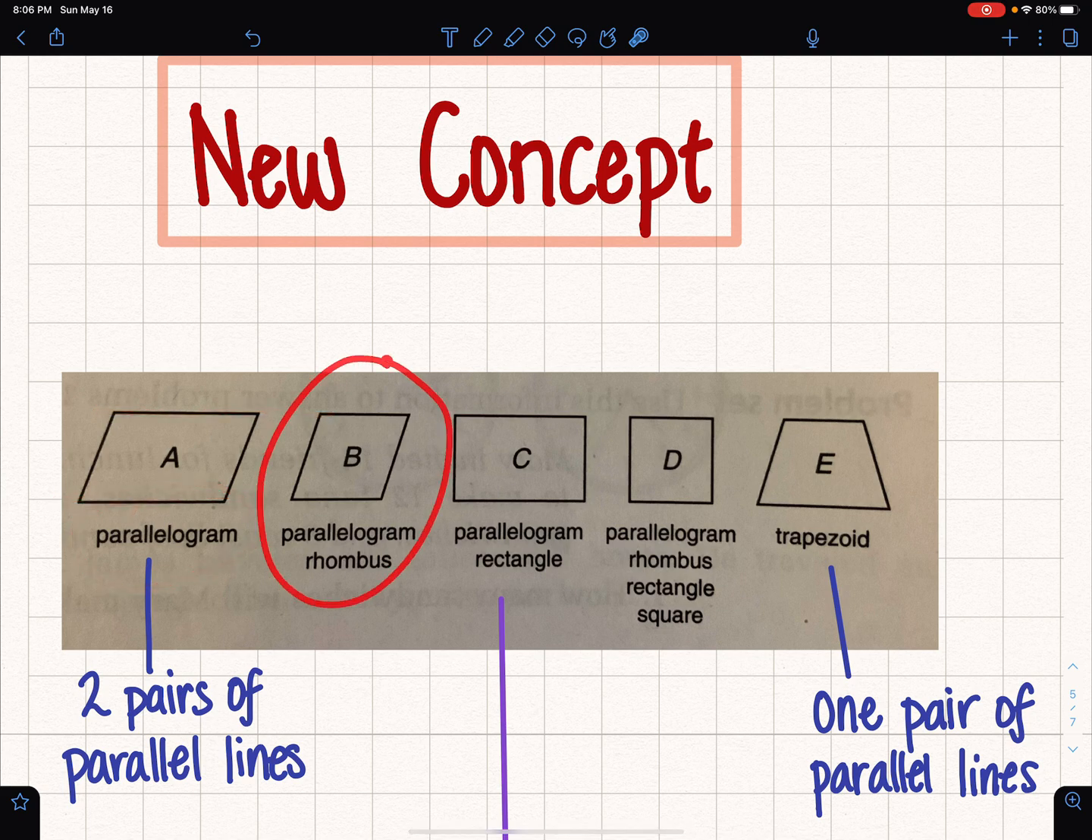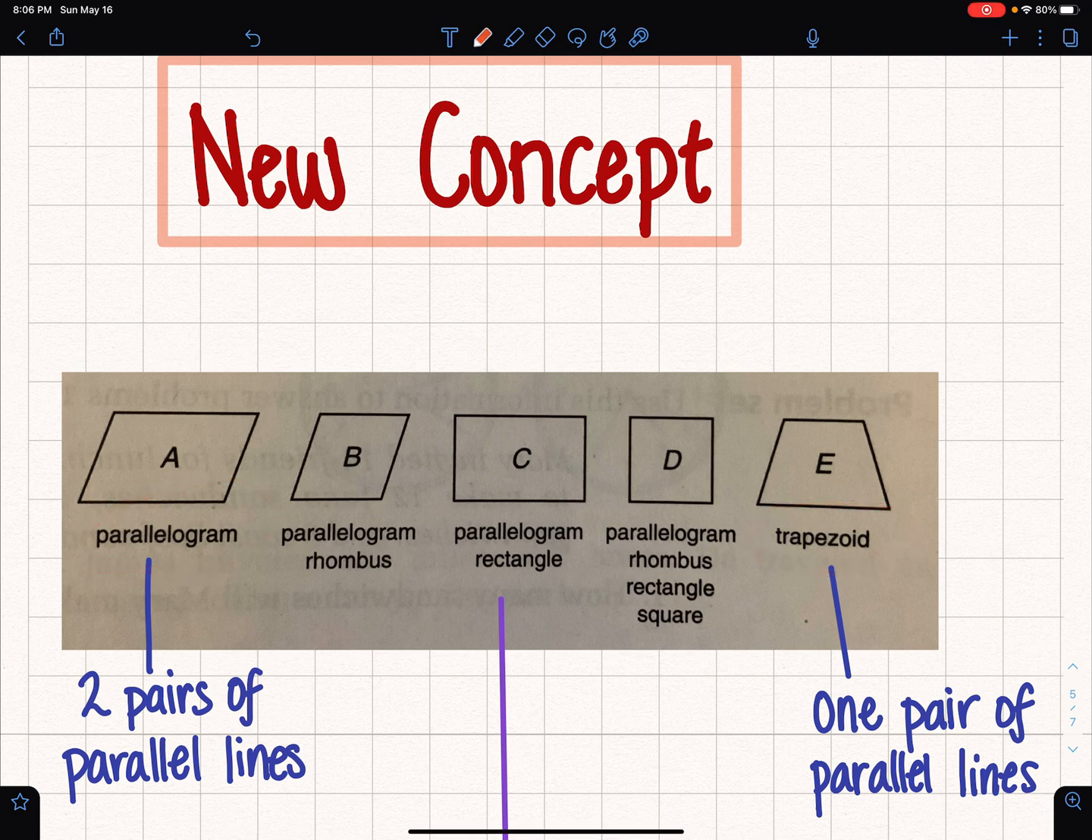So is this a parallelogram? Yes, it is, because these are parallel and these are parallel. What about this one? Is it a parallelogram? Yes, because these are parallel and these are parallel. What about a square? Is it a parallelogram? Yes, it is. 4 sides, and this is parallel, and these are parallel. Perfect. What about a trapezoid? This is the only one that is not. So a parallelogram is different from a trapezoid.